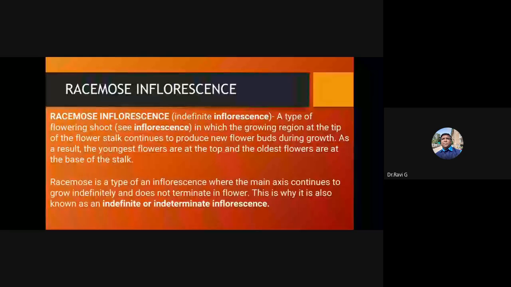Racemose inflorescence is nothing but indefinite inflorescence, a type of flowering shoot in which the growing region at the tip of the flower stalk continues to produce new flower buds during growth. As a result, the youngest flowers are at the top and the older flowers are at the base of the stalk. Racemose is a type of inflorescence where the main axis continues to grow indefinitely and does not terminate in a flower. This is why it is also known as an indefinite or indeterminate inflorescence.